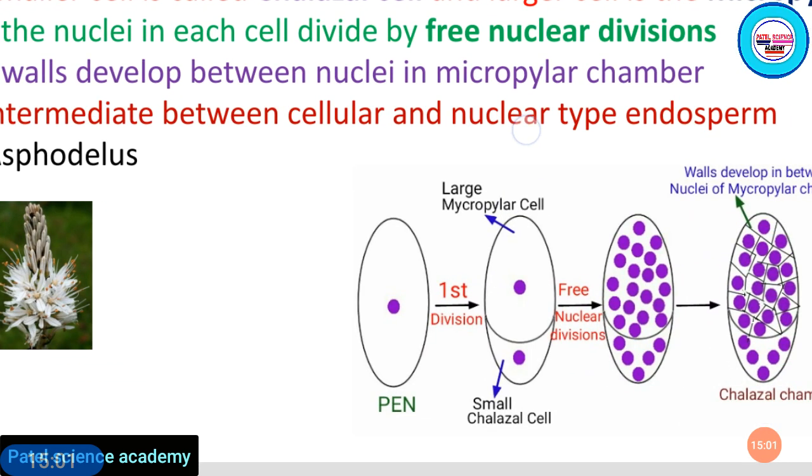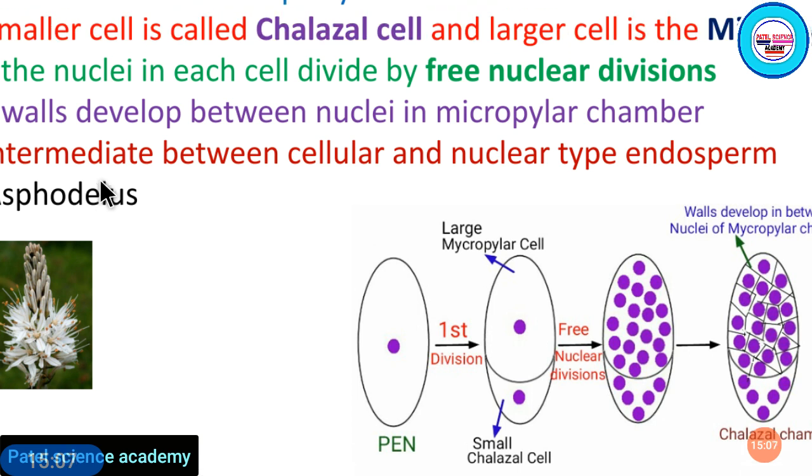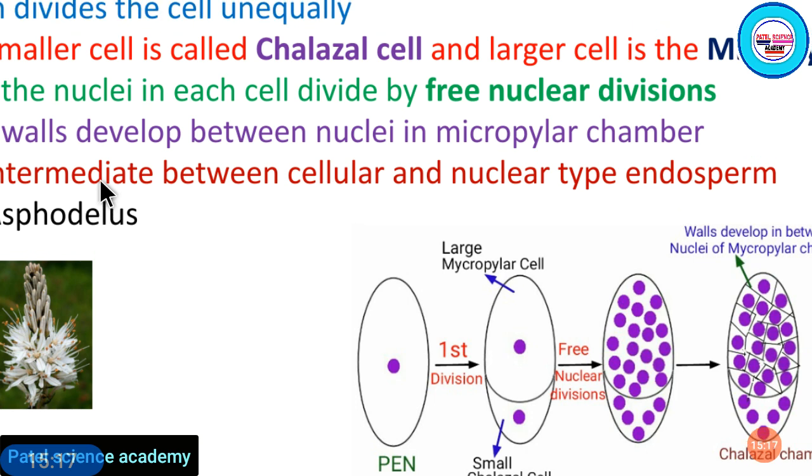So this is about this lecture, development of endosperm. In this lecture I have explained the three types of endosperm, that is nuclear endosperm, cellular endosperm, and helobial endosperm. I hope you have understood all these three types of endosperms, which actually develop from the PEN, primary endosperm nucleus, which is triploid in number. This is about this lecture.